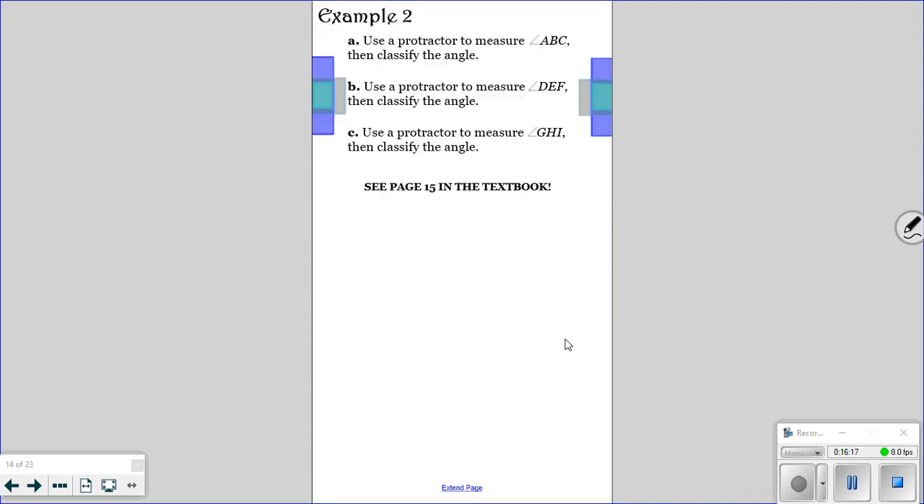So now it says use a protractor to measure them and classify. So if this was 130 degrees, what kind of angle would it be? Well, it's going to be an obtuse angle because it was greater than 90 but less than 180. For this 40-degree angle, it is going to be an acute angle.